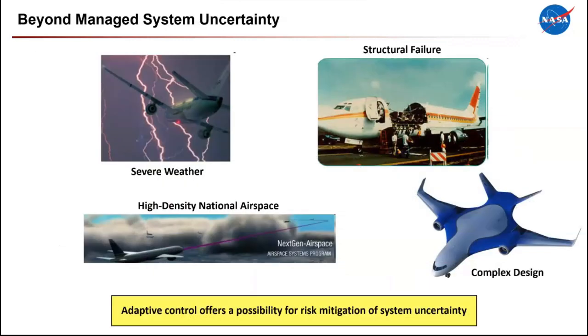And then we have uncertainty that's beyond our ability to manage. Things that happen once in a lifetime, or in a very rare event, but it does happen, like weather, flying into a downwash, or structural failure. Many things can happen that we could not anticipate and could not even model. So how do we manage such uncertainties? This is where adaptive control can come into play. It can offer the possibility for risk mitigation of system uncertainty. Next slide, please.